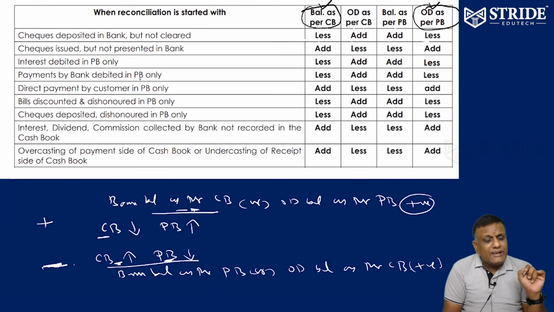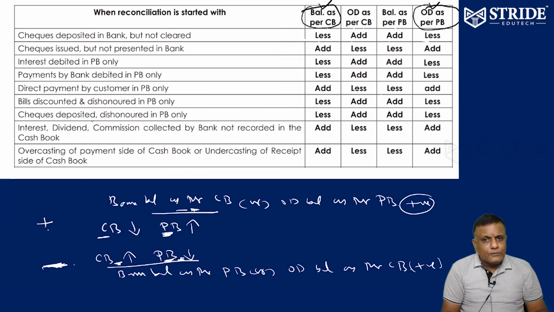Payment by bank, debit in the passbook only. In the passbook only it was debited. Passbook shows only debit and passbook shows lower balance. Passbook shows lower balance, therefore less. Reverse case, you have to do add. Direct payment by customer in passbook only, which means your passbook shows higher. My customer directly deposited in the bank account. Your passbook shows higher, so you have to add. Reverse case, you have to do less.